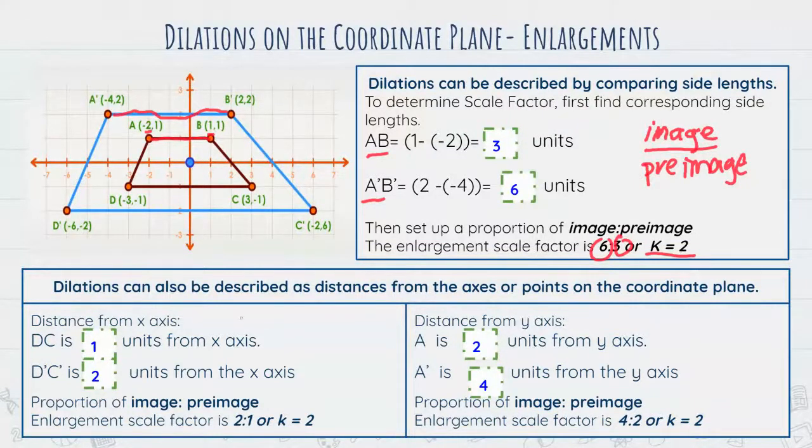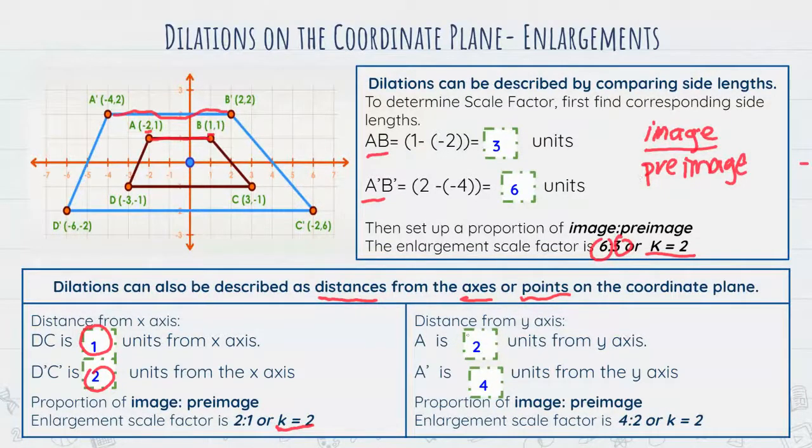Talking about distances from axes or points, if DC is 1 unit from the x-axis, D prime C prime is 2 units from the x-axis. So let's determine the scale factor of that. We have the image 2 over the pre-image 1, and we have a scale factor of 2. Again, this should be the same scale factor. We're looking at the same image.